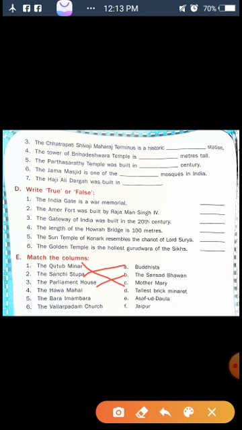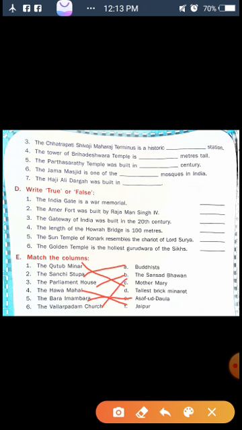Okay. Then number 4, the Hawa Mahal. The Hawa Mahal is in Jaipur, option number F, Jaipur. Then fifth, the Bara Imambara. The Bara Imambara goes straight to Asaf-ud-Daula. And number sixth, the Basilica, the Church, it is situated with Mother Mary.